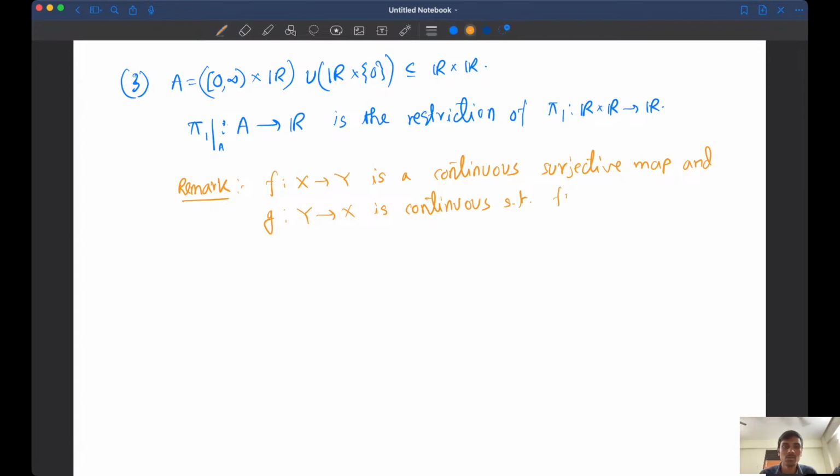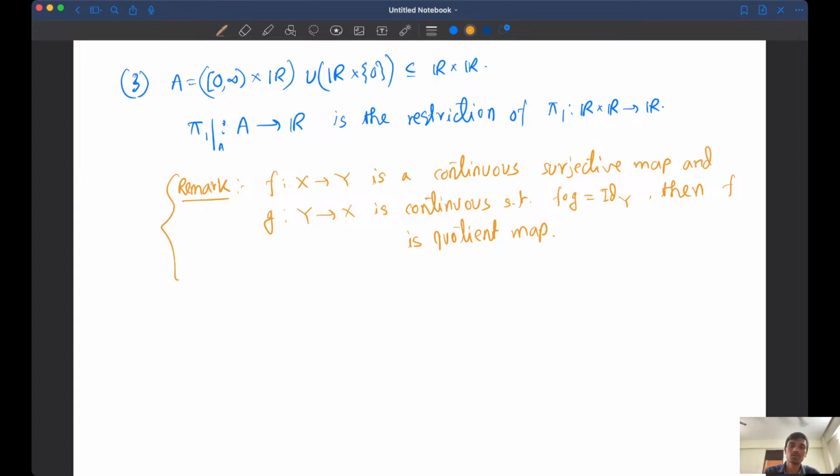in which direction I want, x goes to x0. If f composed with g is the identity map on Y, then actually f is a quotient map. So just use this thing. This is again easy to prove, it just follows from the continuity and this part.